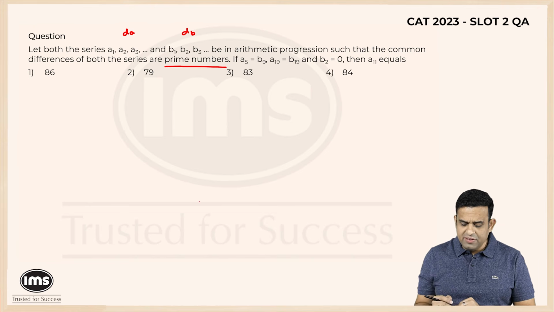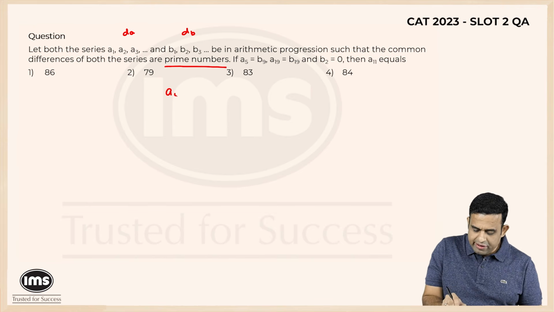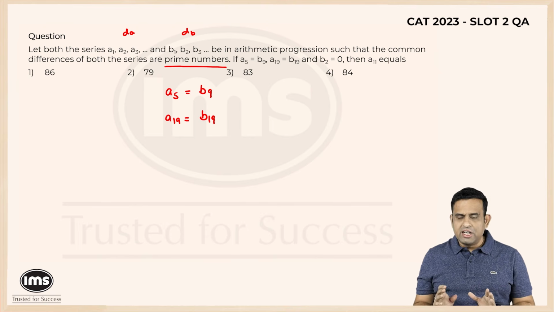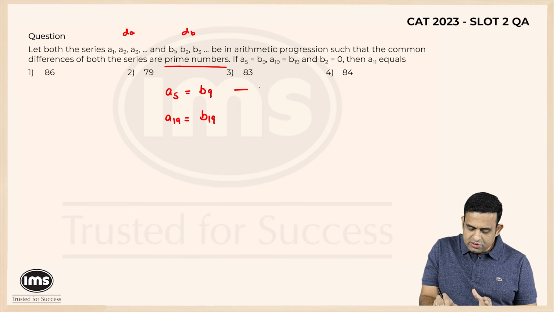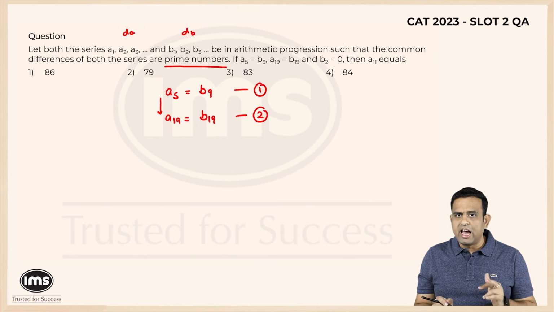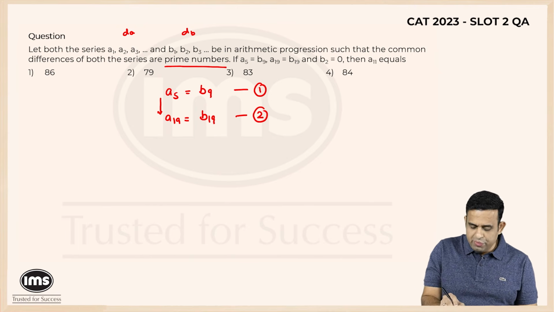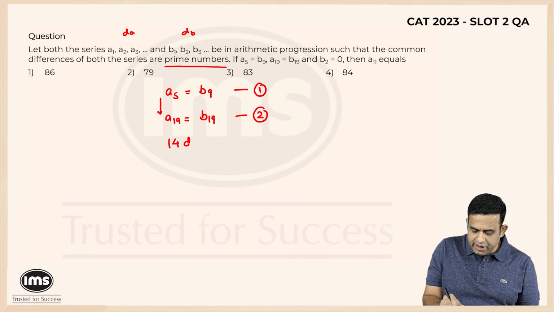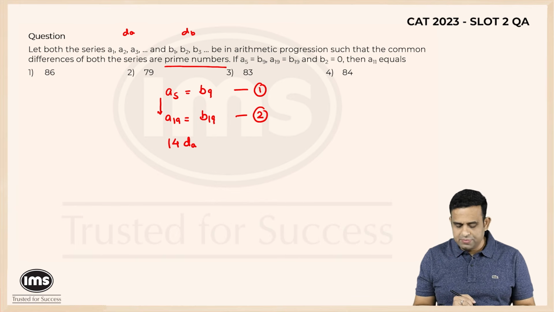Now they are saying A5 is equal to B9, and they are saying A19 is equal to B19. If I call these equation number 1 and equation number 2, now if you look at the difference between the 19th term of the first sequence and the 5th term of the first sequence, the gap happens to be 14. So this should be equal to 14 times the common difference of the first sequence.